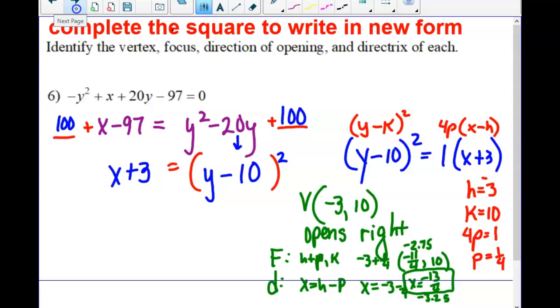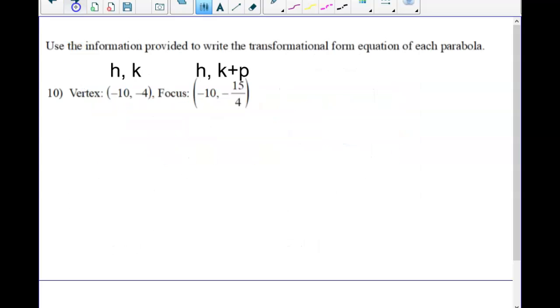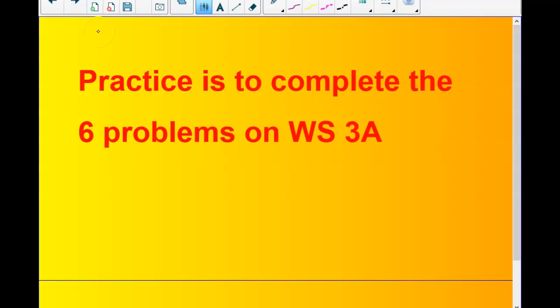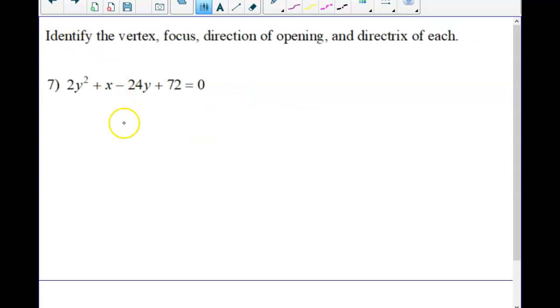Are we almost out of time already? All right. We're going to have to do some more parabolas another day. I'm going to go through this number 7 though. Your assignment tonight, guys, is to work on the 6 problems on worksheet 3A. You're probably only going to get through the first 5, maybe? Is that how many? You don't know how to write an equation yet. But I'm going to do this completing the square problem right here. The first 4? Okay, yeah, the first 4.